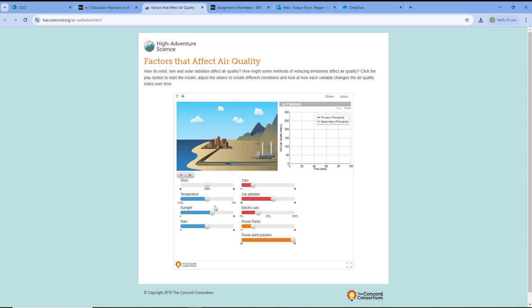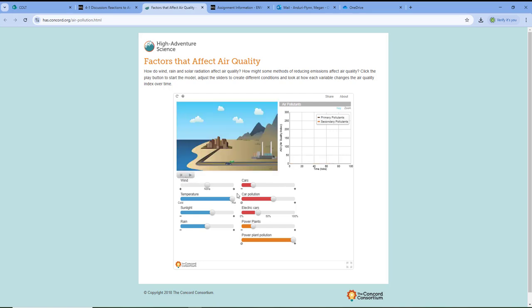Then you can play around. Well, what happens if I keep everything the same, but it gets really hot? How does that affect things? Okay, so you can see that the primary pollutants are rising a little bit more than they did earlier. Okay, secondary pollutants stay the same.